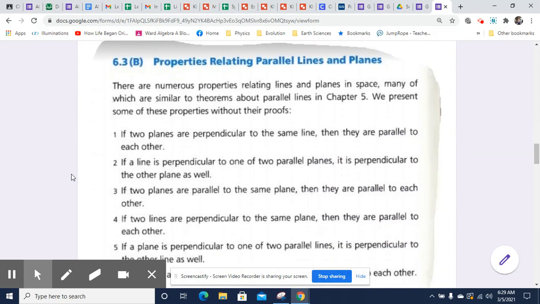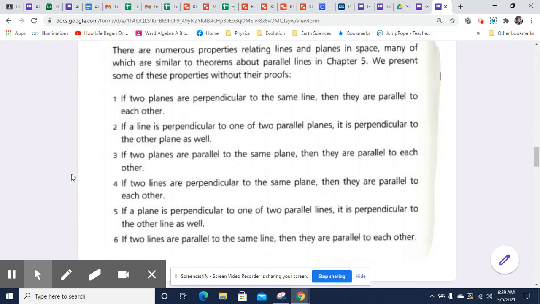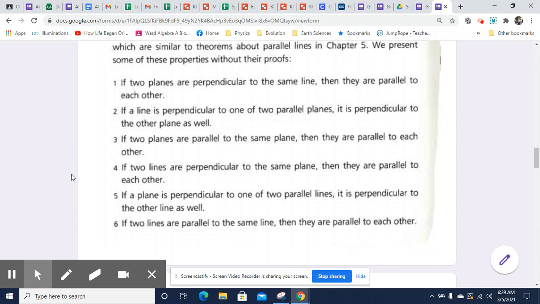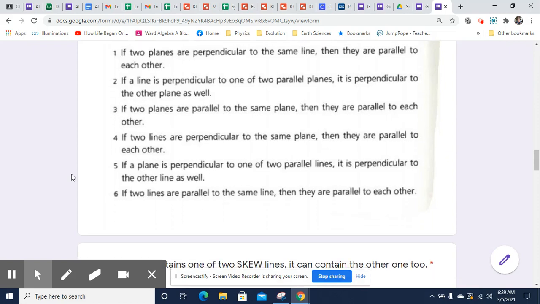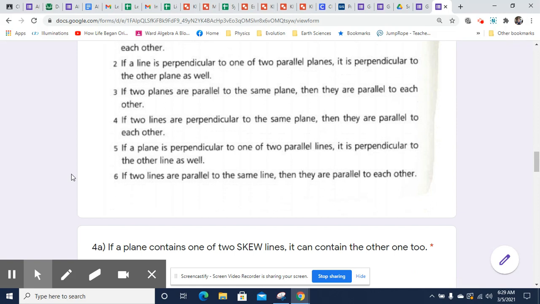Now, there's some more information for you to read. So there's some properties to consider. If two planes are perpendicular to the same line, they are parallel to each other. If a line is perpendicular to one of two parallel planes, it is perpendicular to the other plane as well. And if two planes are parallel to the same plane, then they are parallel to each other. That's a variation of the transitive property. You might have recognized it.